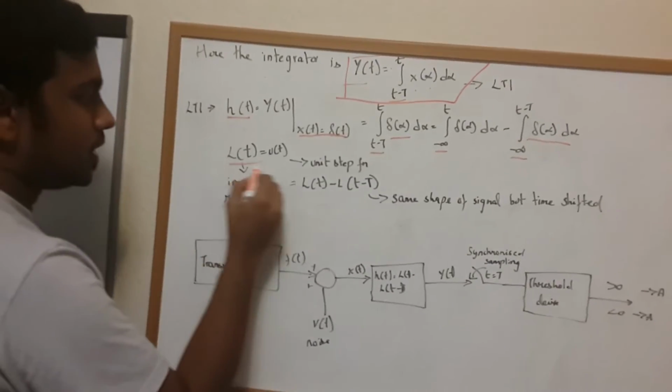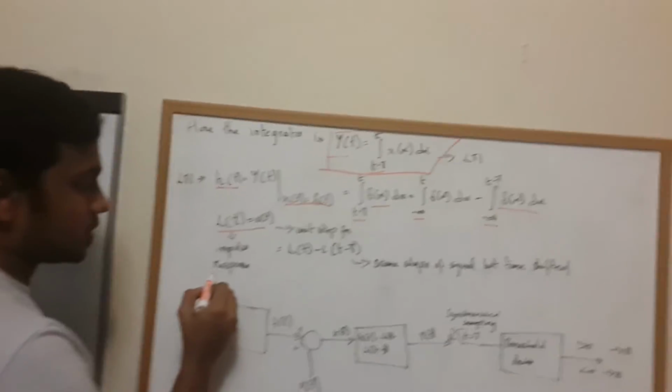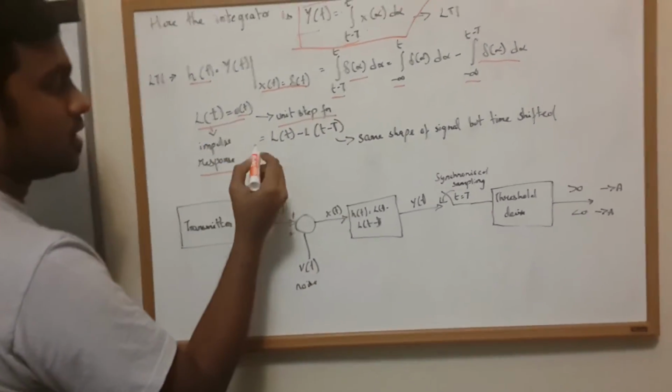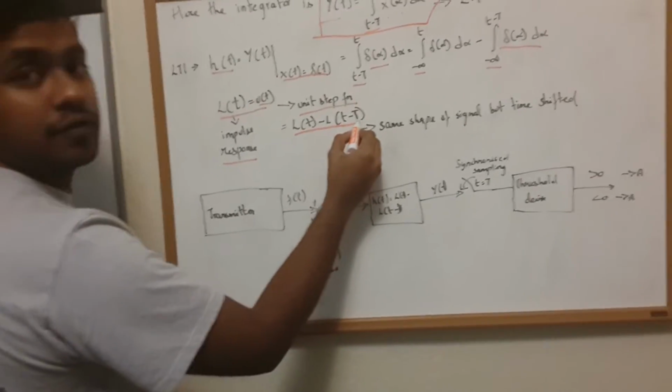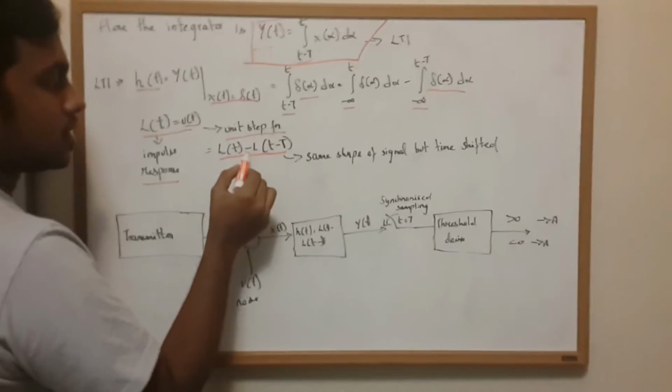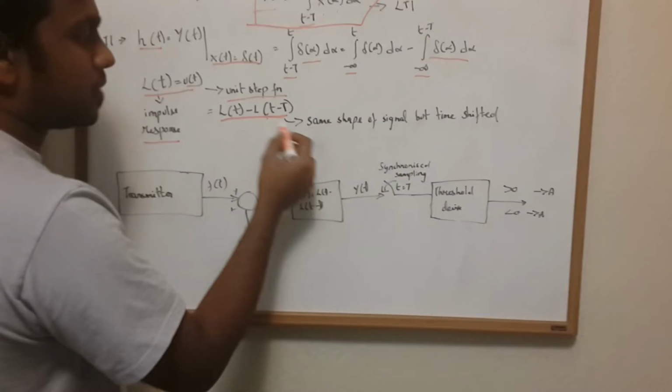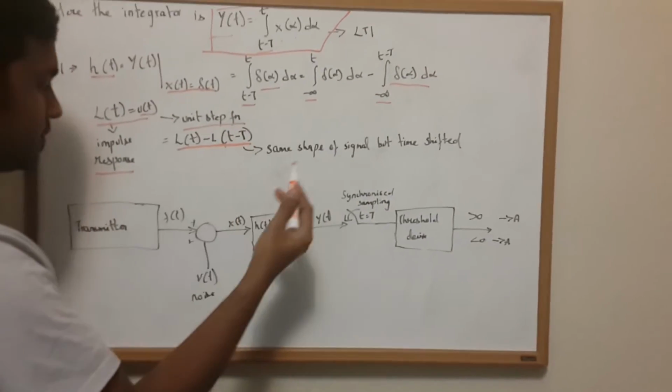Here L of t equals u of t, where L of t is the step response and u of t is the unit step function. So this is given by L of t minus L of t minus T. Here both L of t and L of t minus T are of the same shape, but L of t minus T is just time shifted.